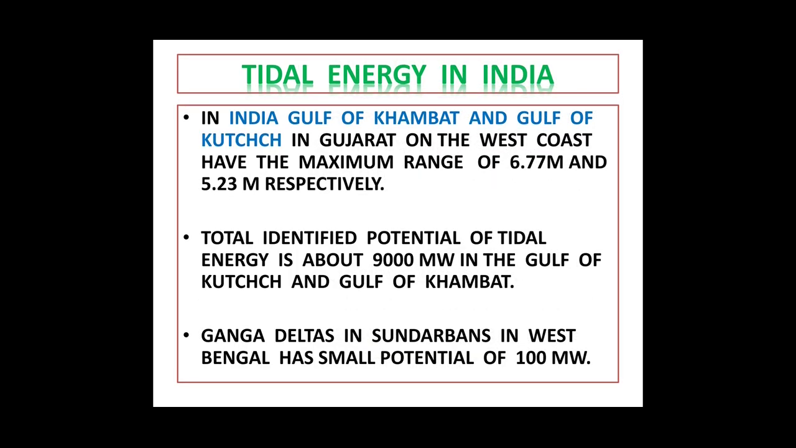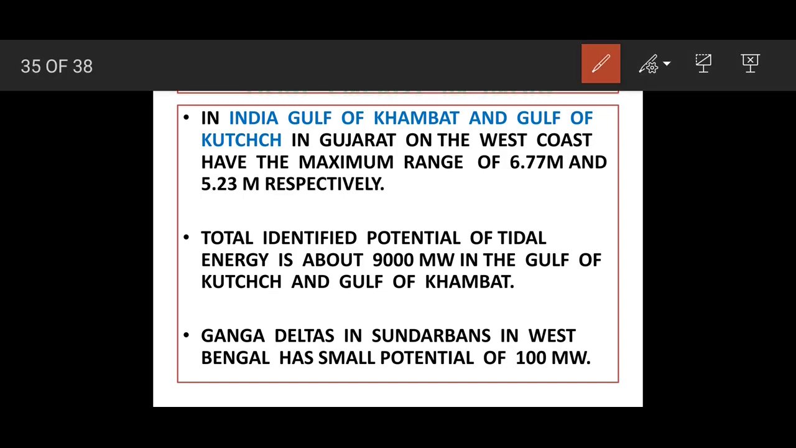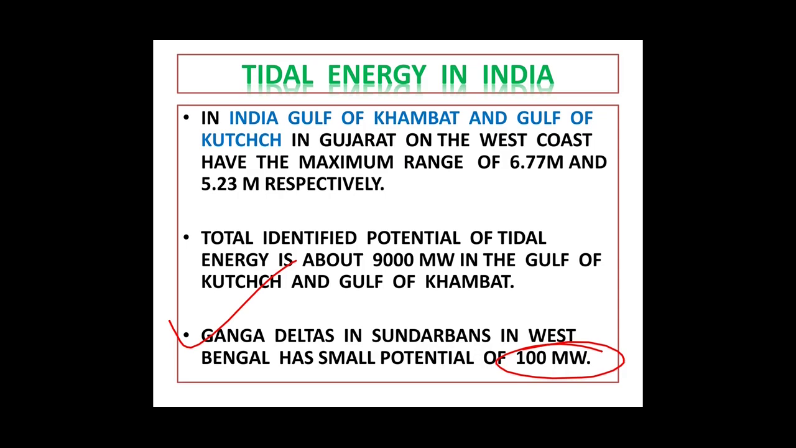Now what is the status of tidal energy in India? In India, Gulf of Khambat and Gulf of Kutch in Gujarat on the west coast have the maximum range of 6.77 meter and 5.23 meter respectively. So this is the height of water where it's ideal condition for the production of tidal energy. Total identified potential of tidal energy is about 9,000 megawatt in Gulf of Kutch and Gulf of Khambat altogether. And there is some potential in other parts of India also, like Ganga Delta in Sundarbans in West Bengal has a very small potential of only 100 megawatt.